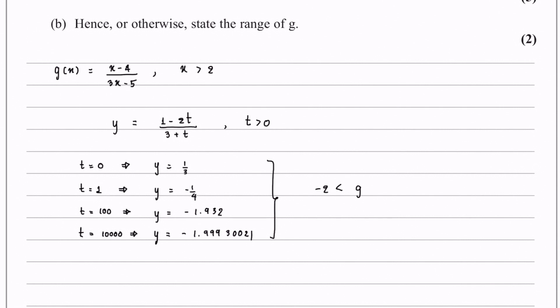And the function g, you can see the maximum number is 1/3, which is not included either because t is not 0. So this one will be just less than 1/3. And that's the range of the function g.